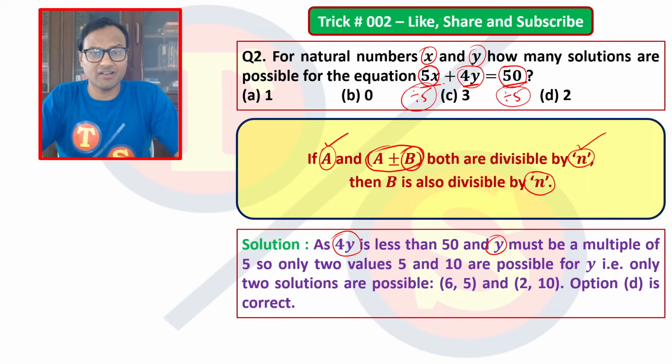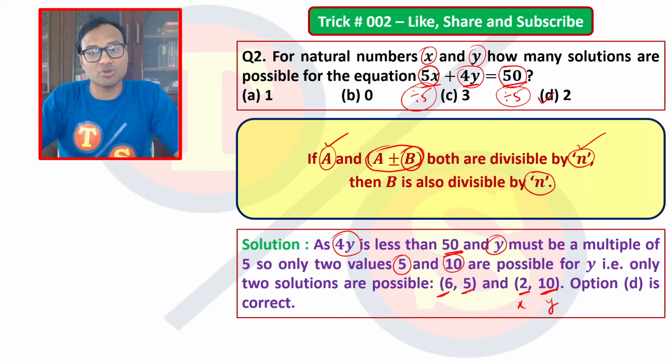And obviously they are natural numbers, so 4y has to be less than 50. So definitely we have to pick those values of y which will keep 4y less than 50 and at the same time a multiple of 5. So only two values are possible for y, 5 and 10. You can easily guess them, and according to the values of y, we can easily find out the values of x. So x is equal to 6, y is equal to 5 is one solution. x is equal to 2, y is equal to 10, that is the second solution.